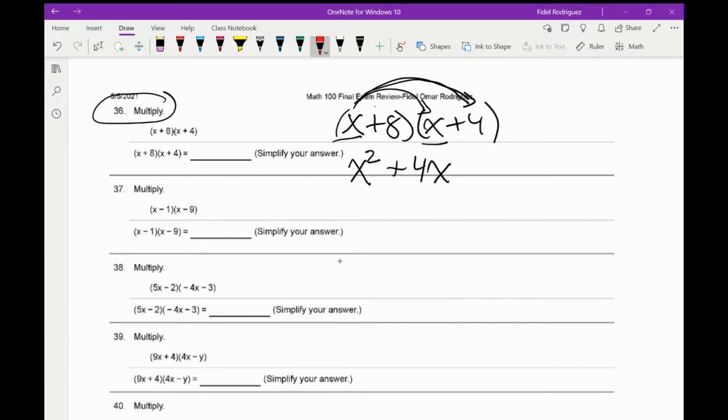Then I'm going to do the same. So I've already used this x. I don't need to use it anymore, but I do need to use the 8. So now I'm going to say, well, 8 times x is an 8x. And 8 times 4 is going to give me a 32.